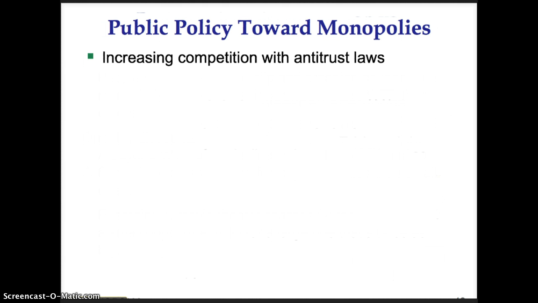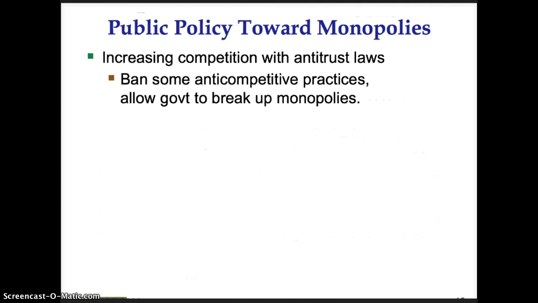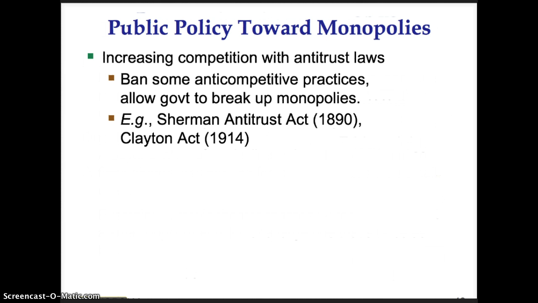Public policy towards monopolies. The government can increase competition with antitrust laws. The government can ban some anti-competitive practices by breaking up monopolies. The Sherman Act of 1890 and the Clayton Act of 1914 established the government's ability to do this.